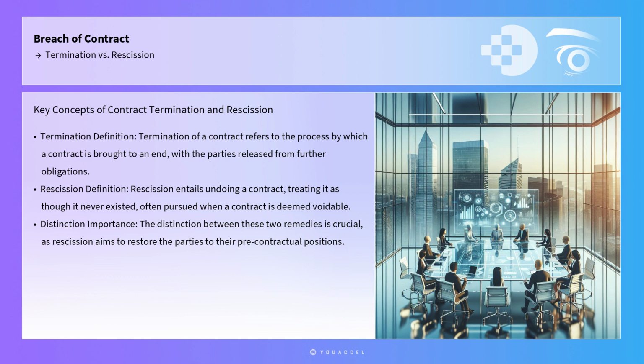Termination of a contract refers to the process by which a contract is brought to an end, with the parties released from further obligations. This process can occur by mutual agreement, fulfillment of contractual terms, or due to a breach. In contrast, rescission entails undoing a contract, treating it as though it never existed. This is often pursued when a contract is deemed voidable due to misrepresentation, duress, undue influence, or mistake. The distinction between these two remedies is crucial, as rescission aims to restore the parties to their pre-contractual positions, whereas termination acknowledges the contract's existence but ceases future performance obligations.